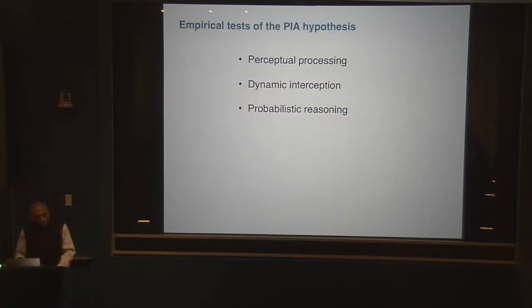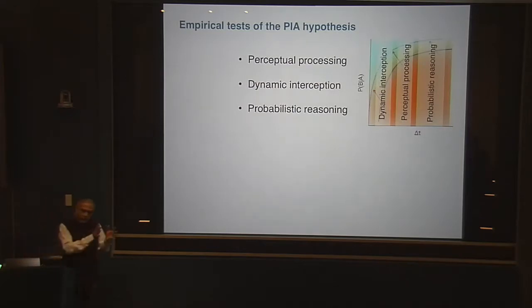We are looking at perceptual processing, dynamic interception, and more general probabilistic reasoning. And the reason we are picking these three domains in particular is because they nicely tile the temporal axis. So by seeing whether all of these domains are affected, we would gain some confidence that a predictive impairment, if one exists, is a common thread that links challenges across these multiple domains.